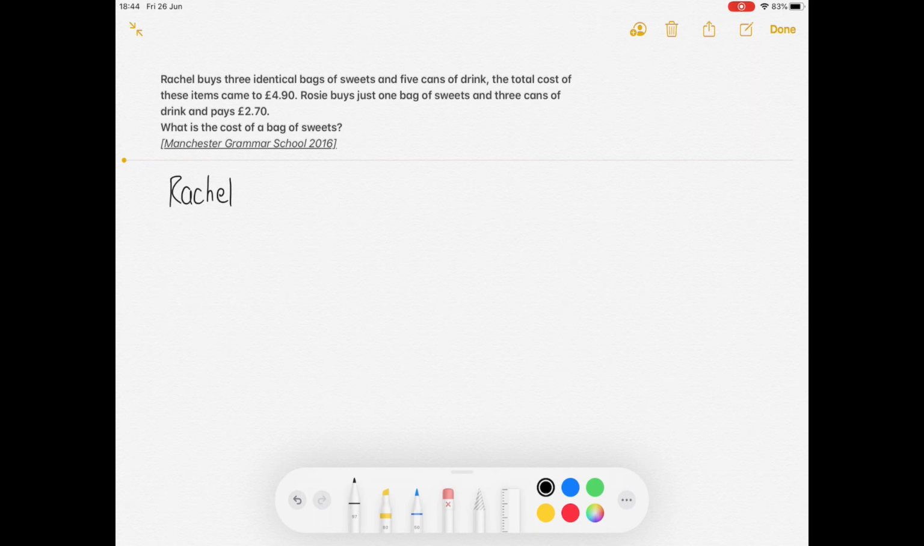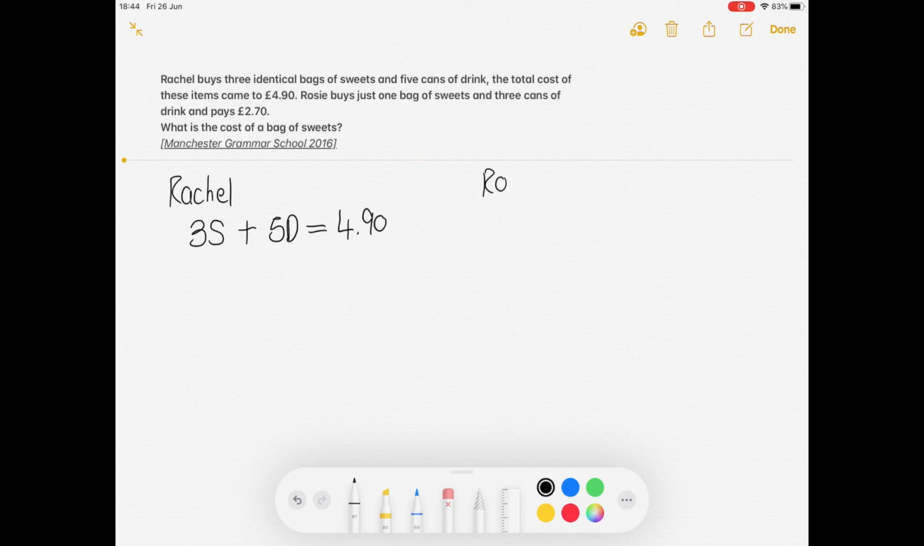Okay, she buys 3 bags of sweets. How would we write this algebraically? Well, that would be 3 lots of S, written as 3 times S. But remember, in algebra, we don't write 3 times S, we simply write 3S. So that would be 3S plus 5 cans of drink, 5D, with the total coming to £4.90. I'm omitting the pound sign just to make the equation a bit simpler.